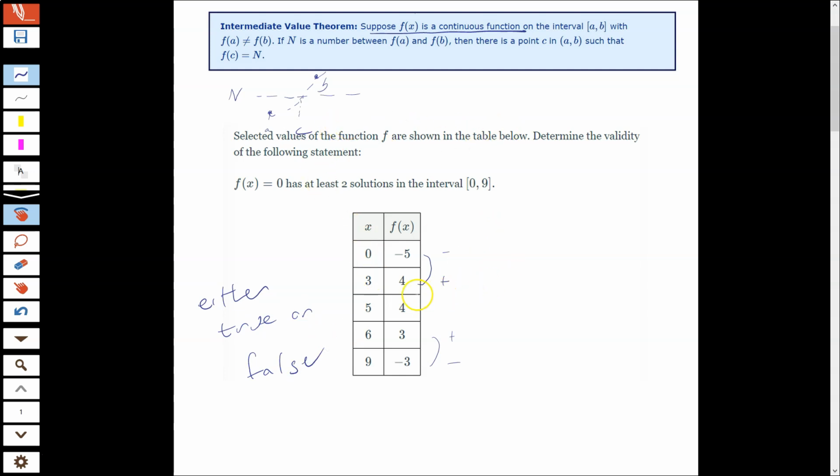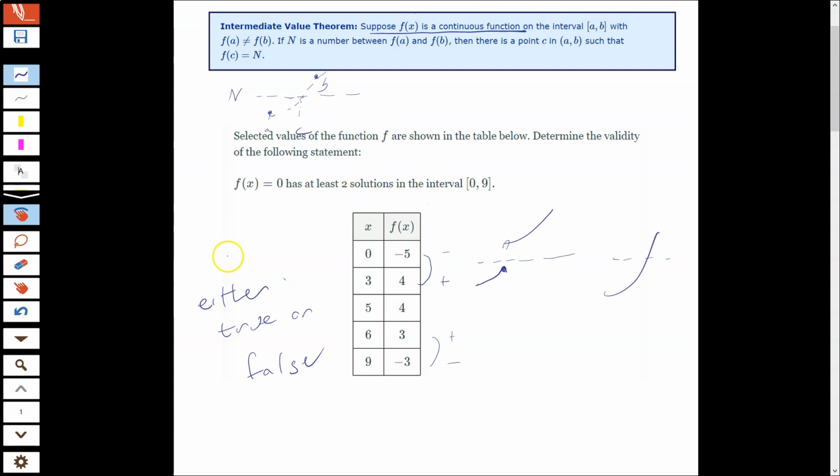So this could be a situation where we have two different pieces, right? So we have 0 here, and then a gap, and then the function continues. Or it could be a situation where we have 0 and the function just continuously goes through it, but we don't know. Okay? So anytime it doesn't say that f is continuous, we have to say either true or false. We don't know.